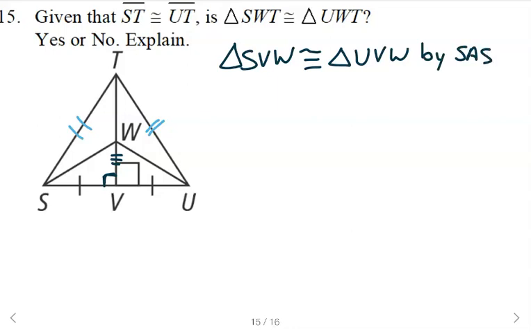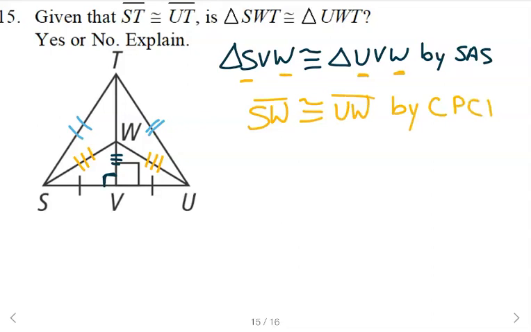Now, once you determine that those are congruent, then we can say the corresponding parts are congruent. So side SW is congruent to side UW. SW first and third position, UW first and third position. And that's by CPCTC. Corresponding parts of congruent triangles are congruent. CPCTC.